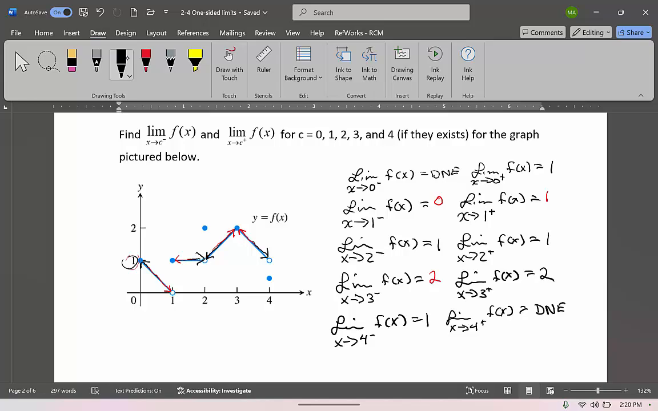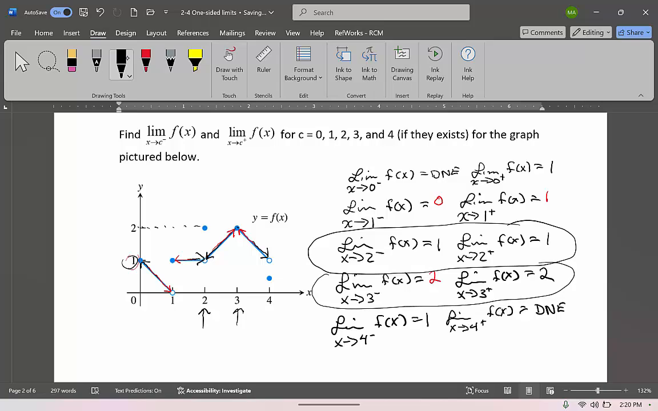If we're coming from the left or the right, now notice that at x equals 2, f of 2 is up here at 2. However, the limit as x approaches 2 from the left and the right here are both equal to 1. Whereas at this point here at x equals 3, f of 3 is also equal to 2. And so is the limit as we approach from the left and the right, also equal to 2. So the value of the function, or what it's defined to be at that point, again, has nothing to do with what the limit is.